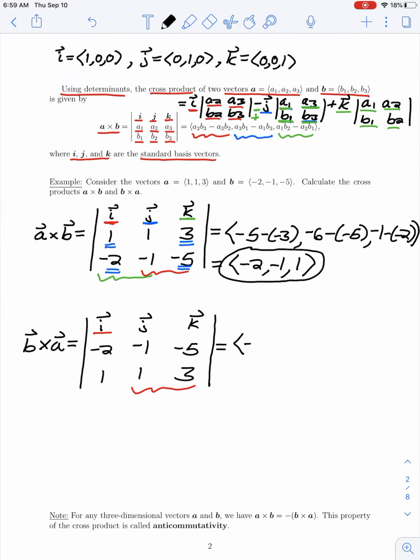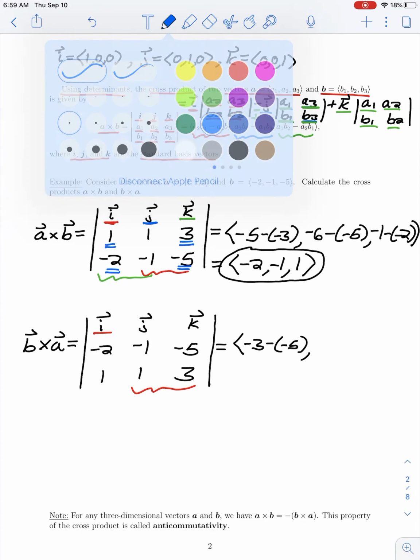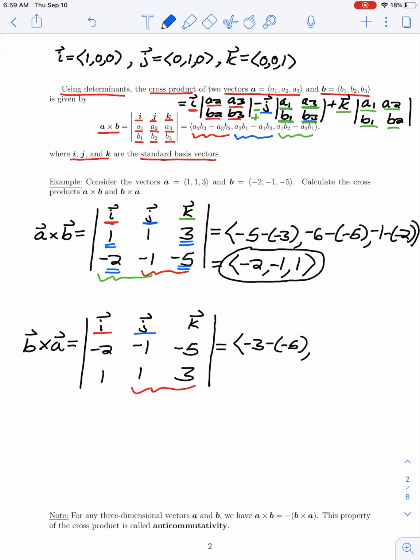So here we would have a -3 minus the product of those off diagonals, which is -5. For our J component, I'm going to take the product of these off diagonal entries, which would be -5, and then subtract the product of the diagonal entries, -6. So here I had a -5. I'm subtracting the -6, or adding 6.